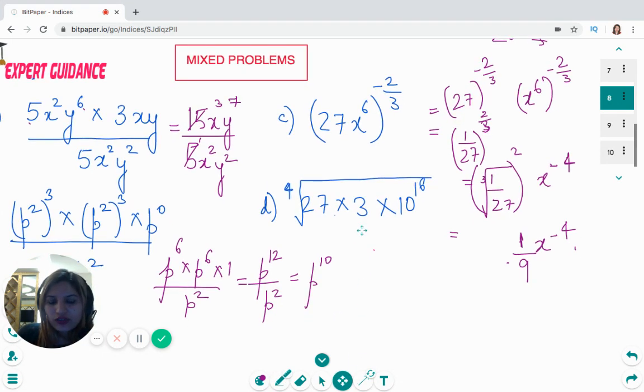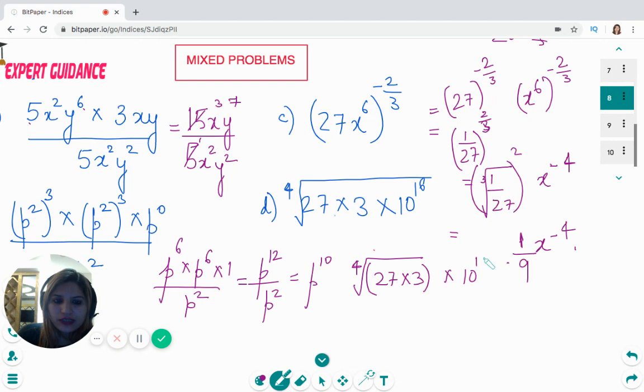Now let us do this question. Looks a little complicated, but no, it is not. This is 27 times 3 and we can do fourth root of that. Fourth root means 1 over 4. And we can write 10 to the power 16 and fourth root of that. Now 27 times 3 is 81. Okay. And 81 fourth root is 3. All right. And 16 times 1 over 4 is 10 to the power 4.